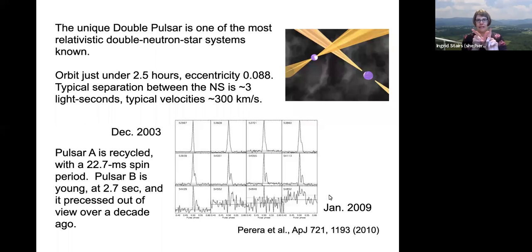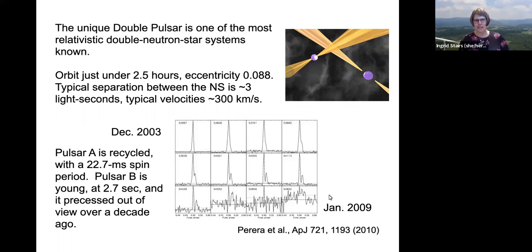And so that leads to a geodetic precession effect. And what that means is that B's spin axis has precessed so much that we don't see it as a pulsar anymore. We think that it should be coming back within a few years. So every time we take data on the system, we search through the data to see if B is back, but it hasn't shown up again yet.